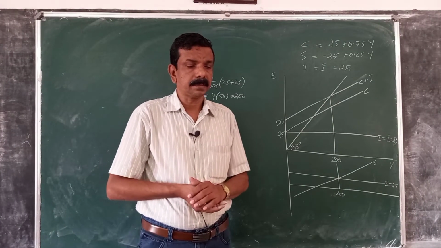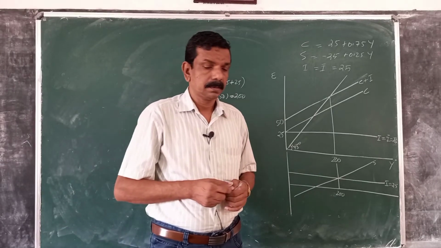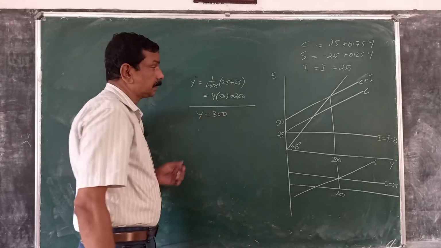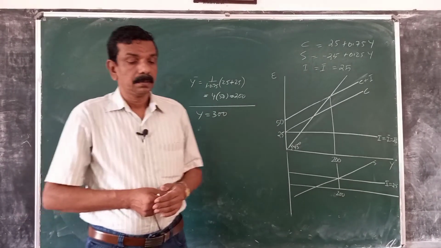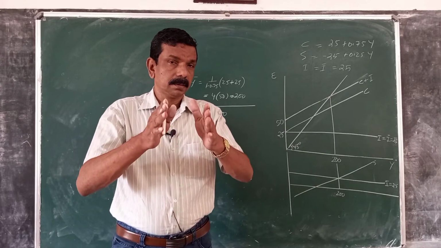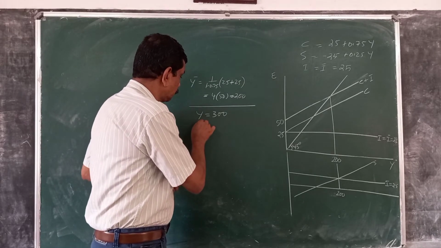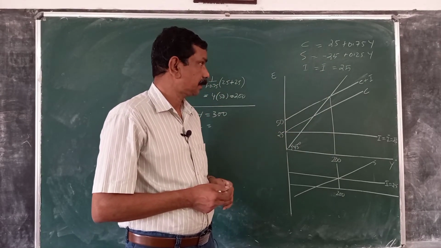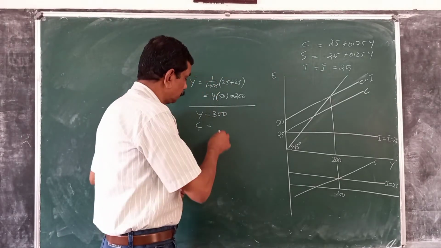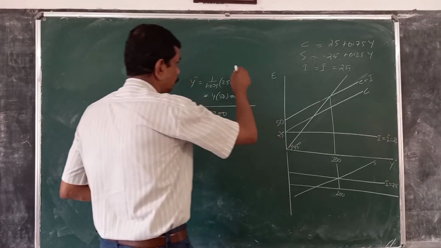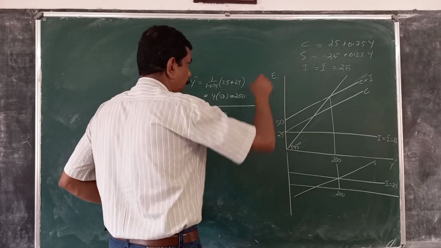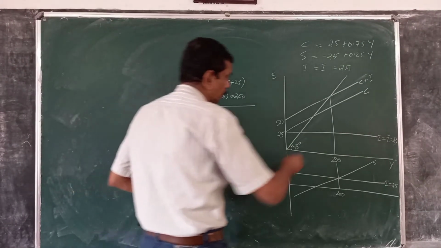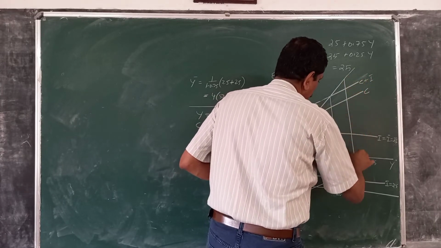Now, suppose that producers believe that they can sell goods worth 300. Then Y is equal to 300, C is equal to 25 plus 0.75 of 300, that is C is equal to 250, with I equal to 25. So, this is the point 300.